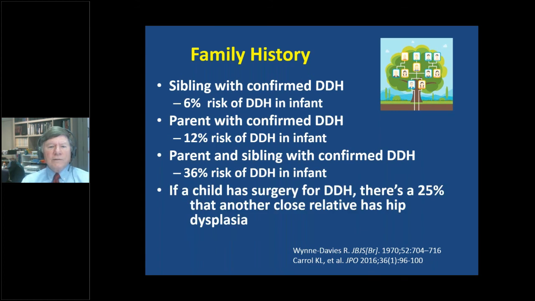Another factor is that if a child has had surgery for hip dysplasia, there's actually a 25% chance that another close relative has had hip dysplasia. That doesn't mean 25% per child, but for any child that has hip dysplasia, somebody in the family will have had hip dysplasia, whether it's a grandparent, sibling, an aunt, or an uncle.